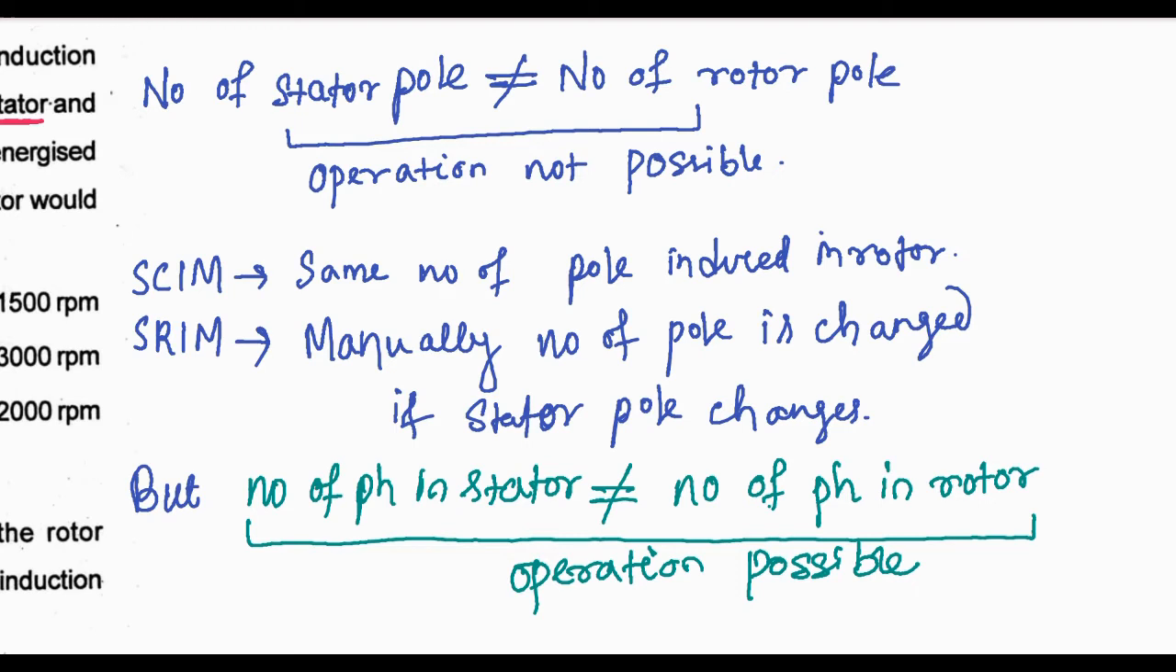Another thing I want to add here is that if the number of phases of the stator is not equal to the number of phases in the rotor, no problem, it will allow the operation of the induction machine. But if the number of stator poles is not equal to the number of rotor poles, operation is not possible.